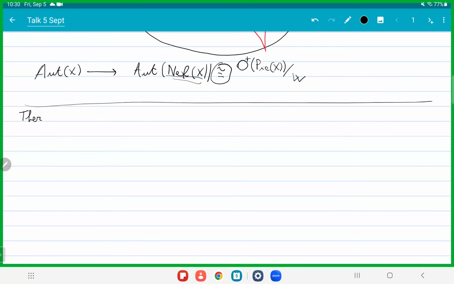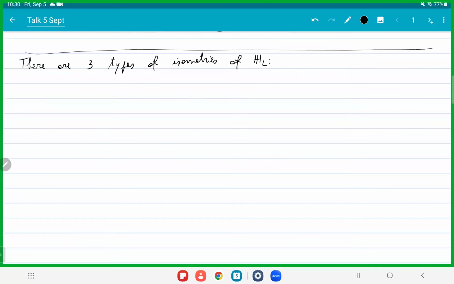So there are three types of isometries of hyperbolic space. The first type is elliptic isometries. Elliptic isometries are those that fix a point in the interior of H^n. I'm not considering boundary points now. Elliptic ones are those that fix a point inside hyperbolic space.